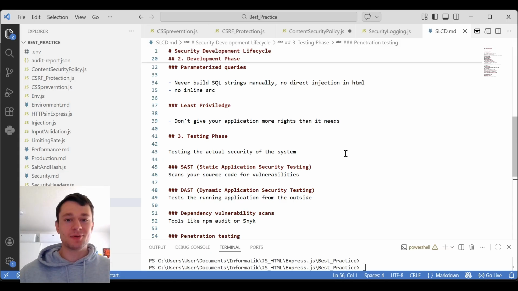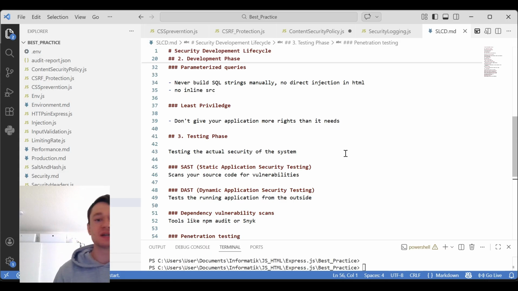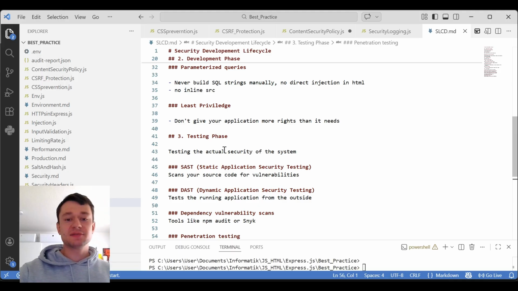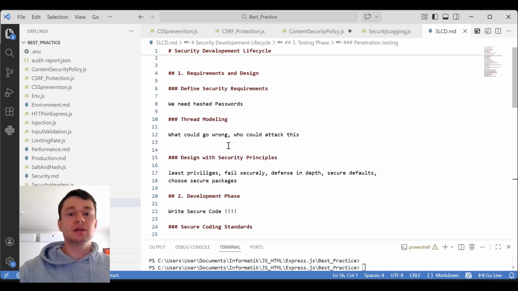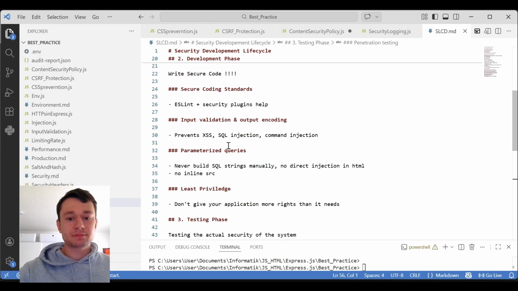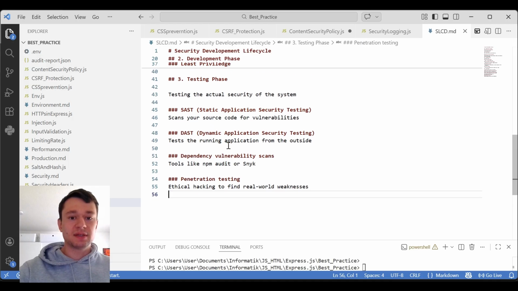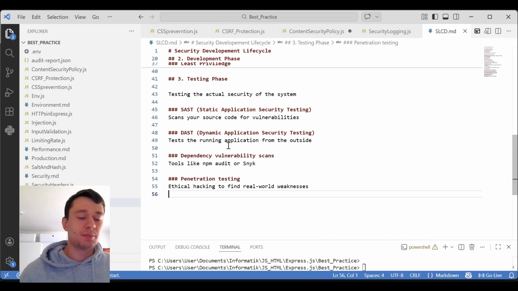Today I want to talk about the security development life cycle, especially the testing phase. Last time I was talking about the development phase and requirements and design. And today we will be talking about testing. In this part of development, if you are in charge of the project, you need to test the actual security of the system and how much pressure you can apply to it.